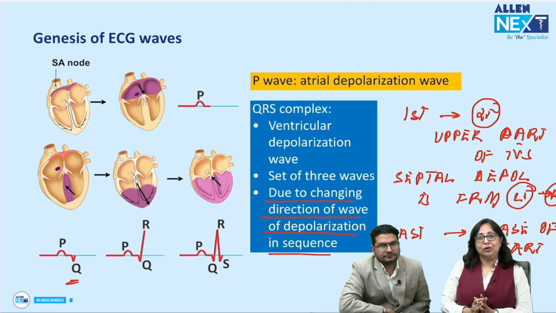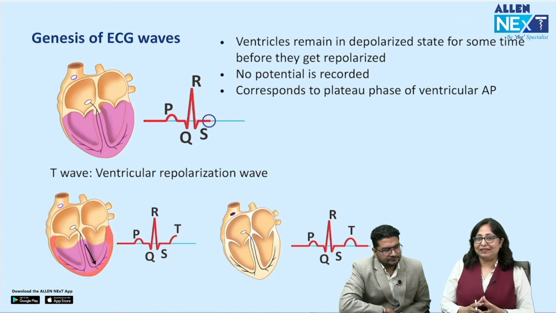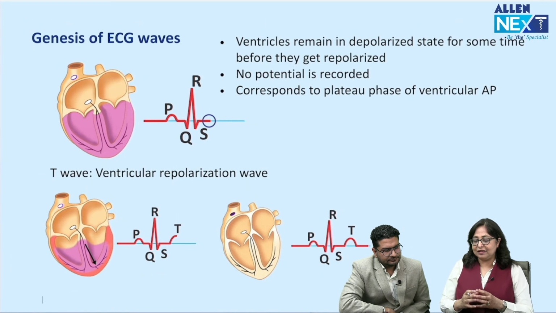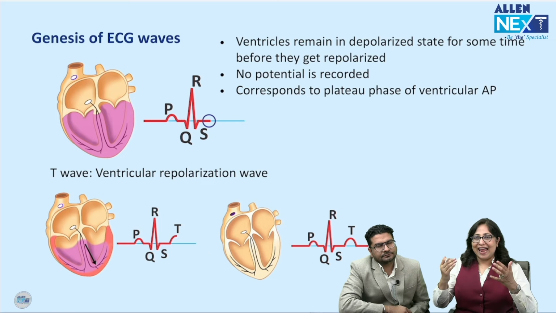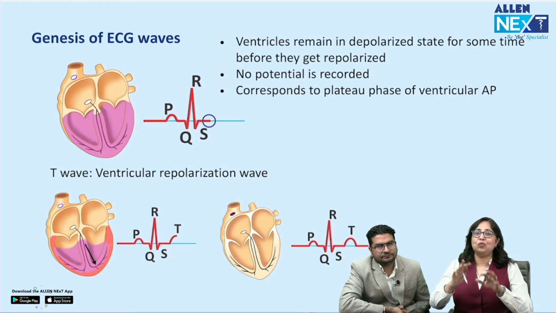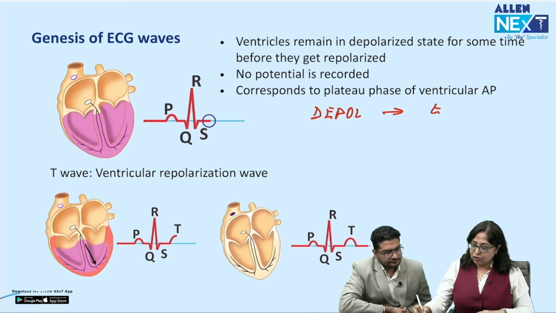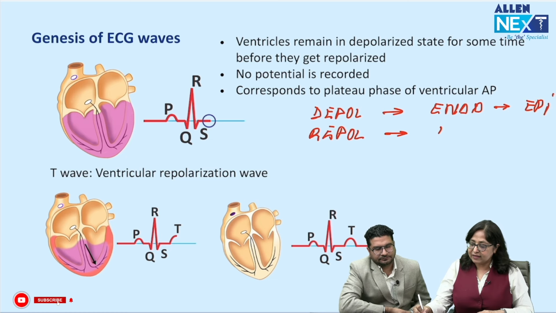Now when I look at the repolarization, repolarization is responsible for the T wave. What happens in repolarization is, depolarization is endo to epi, repolarization is epi to endo. So this is one thing that you have to understand. The ventricular depolarization was endo to epi, but in the repolarization, the direction reverses. It becomes epi to endo.